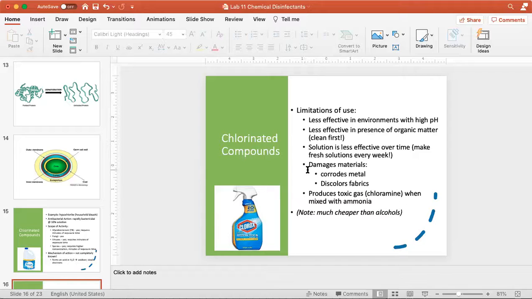We know that bleach damages materials the same way alcohol does. It just damages different materials than alcohol does. Bleach is very damaging to metals.